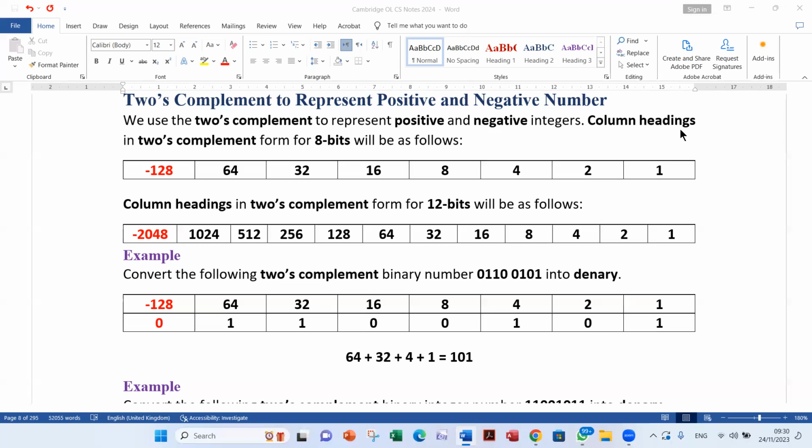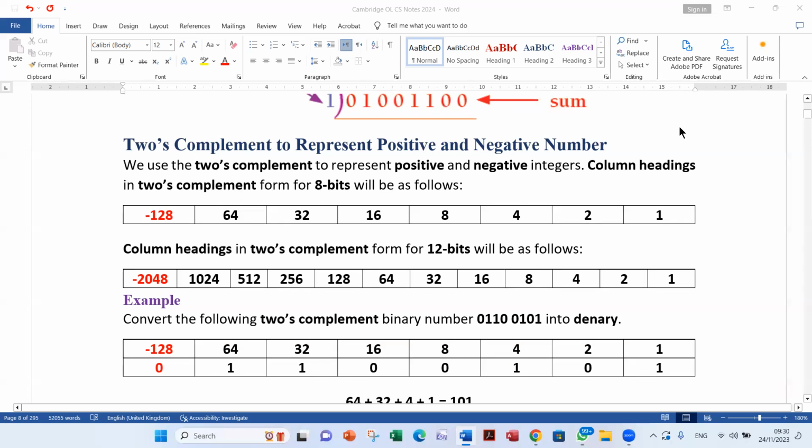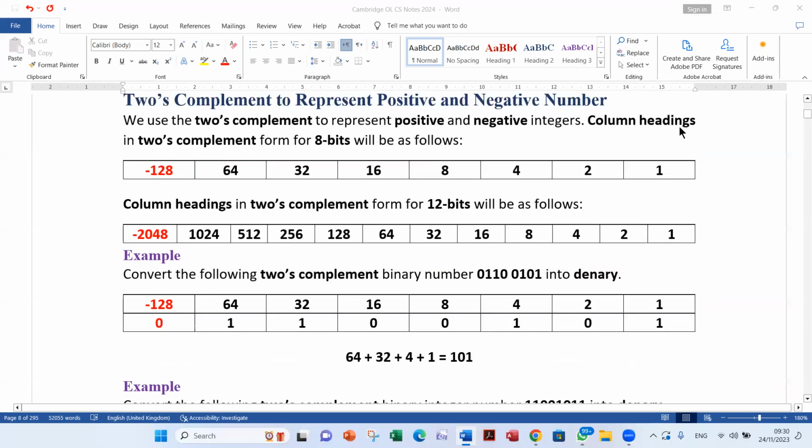Okay, let us try to practice converting numbers in 2's complement into denary. Let us look at this example. This example is really simple. You have a number that is 0, 1, 1, 0, 0, 1, 0, 1. I always read a number from the left. However, I put weights from the right.